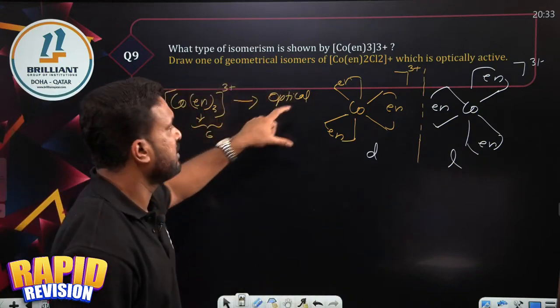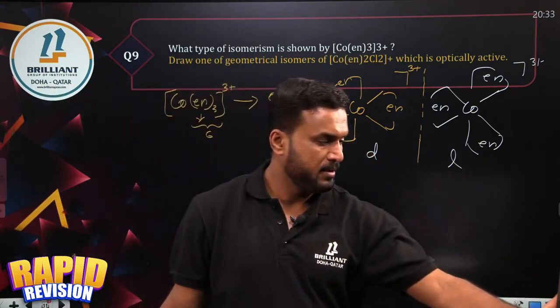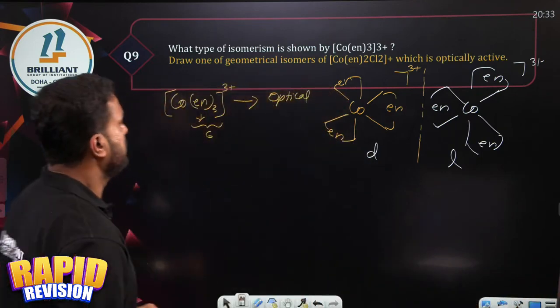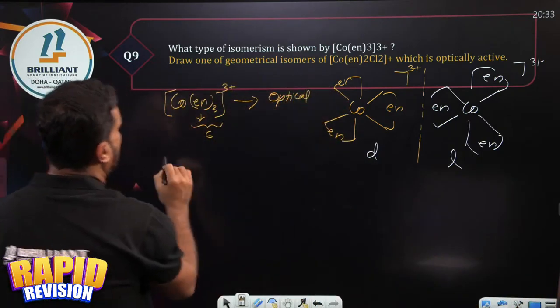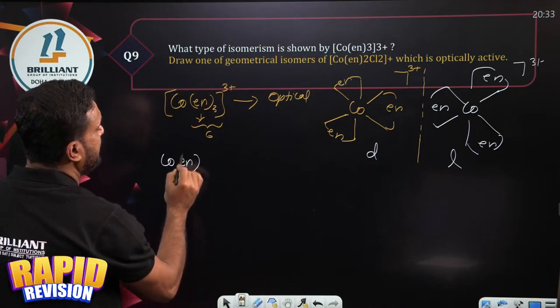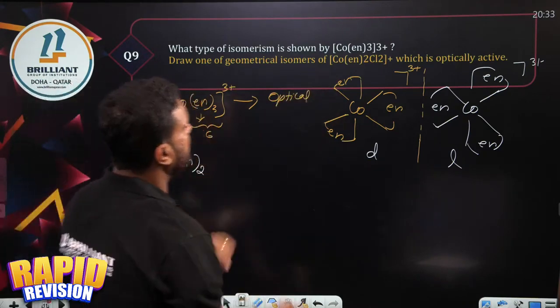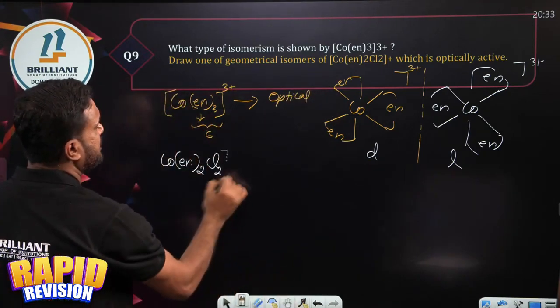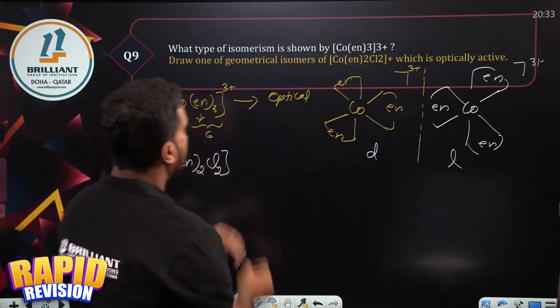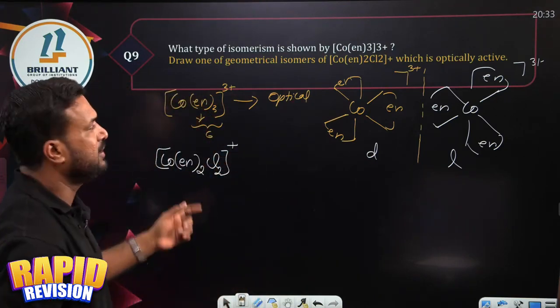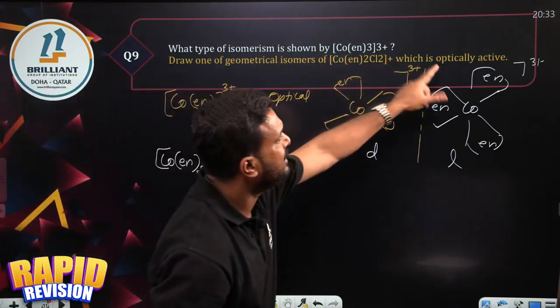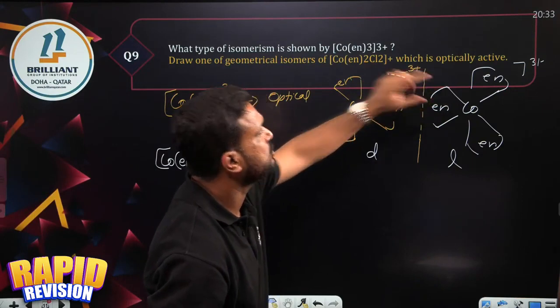Here, next one. Yeah, correct. Good. So the next complex is given as Co(en)2Cl2. Coordination sphere has what charge? The charge is plus. Here, they are asking to write only the isomer which is optically active.